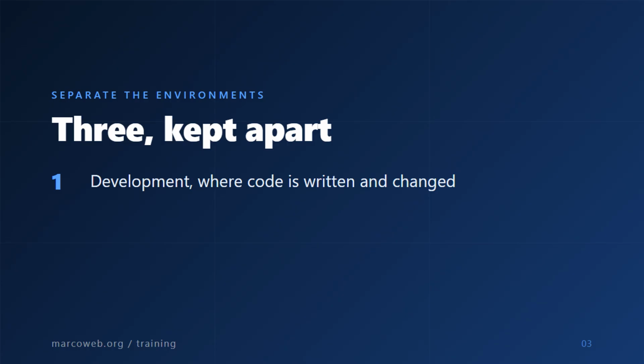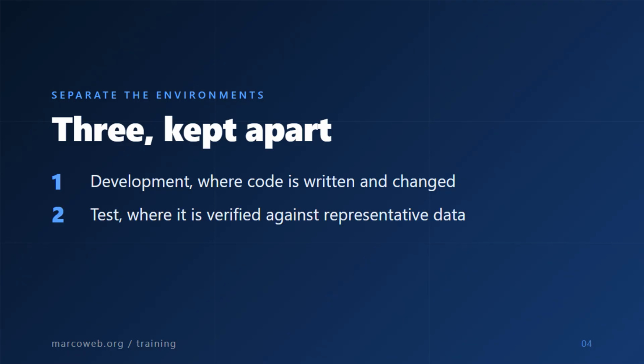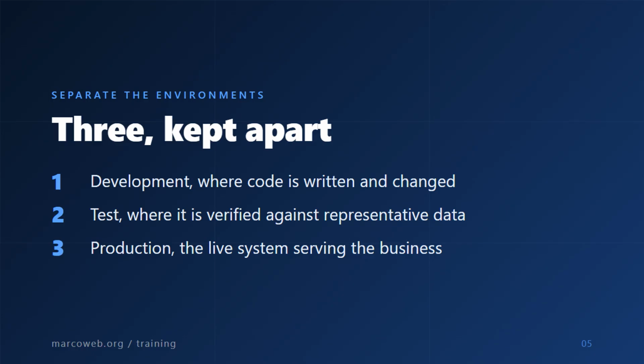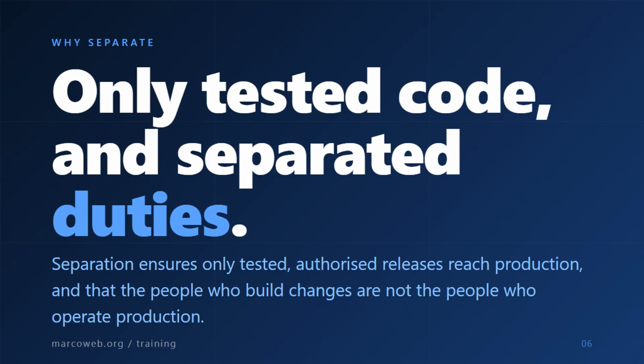The foundation is environment separation. First, development, where code is written and changed. Second, test, and often a staging environment, where it is verified, against representative, not live, data, as Domain 3 insisted. And third, production, the live system serving the business. 3 environments, kept apart. Keeping them separate does 2 things.